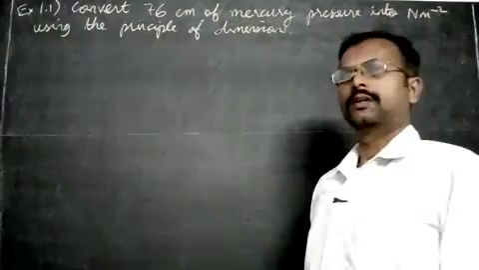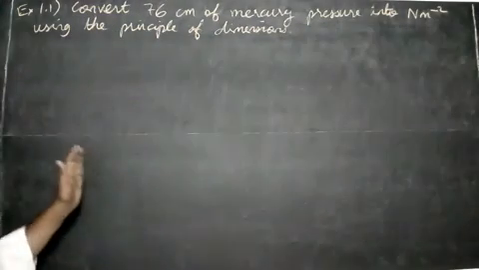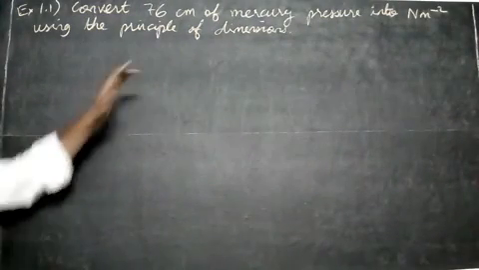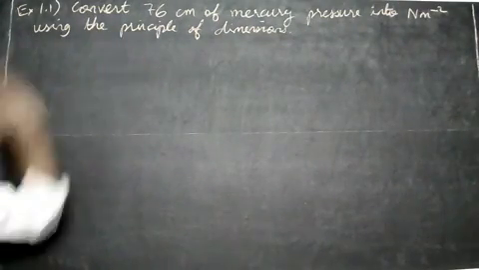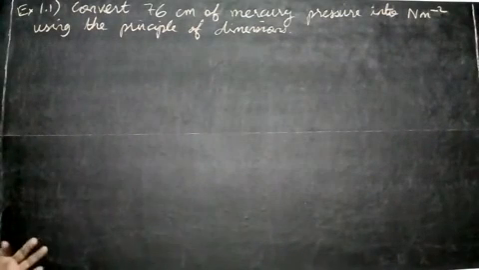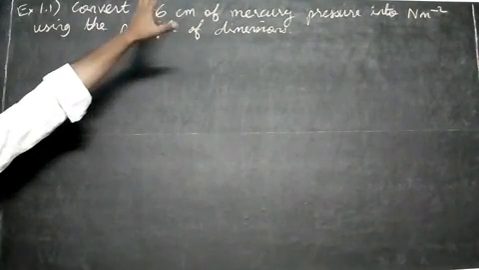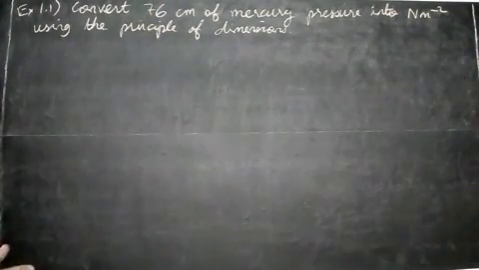Example sum. Let us now see example 1.1. Convert 76 centimeter of mercury pressure into Newton per meter square using the principle of dimensions. So we are given this number here. This is in centimeter, meaning it is in the CGS system. We must change it into the SI system. Let's see how to do that.